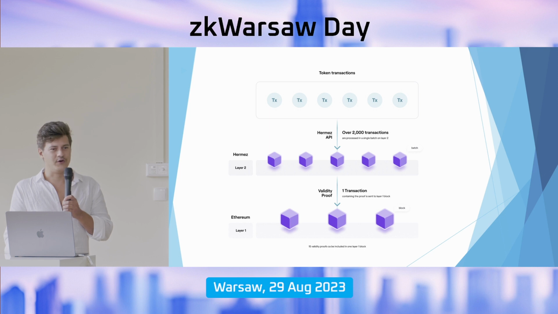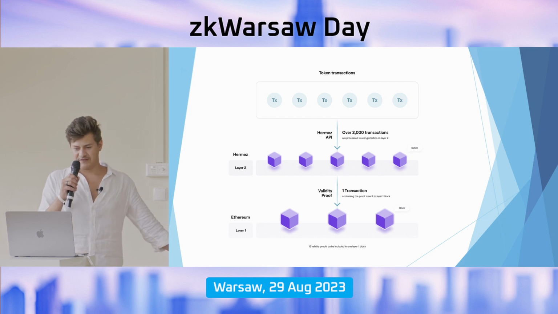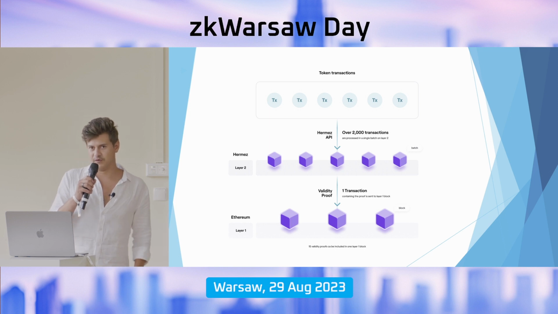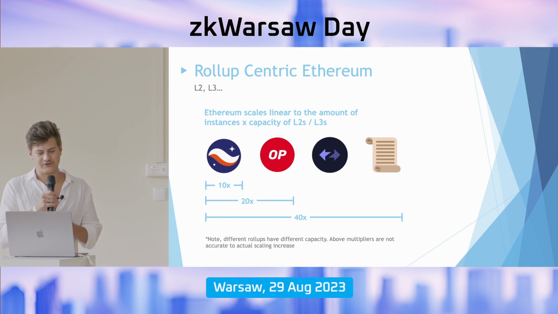I won't go into much on how L2s work, because if you're here, hopefully you know, but essentially the idea is a separate blockchain can run its own transactions off-chain and then submit the data and a proof onto Ethereum to prove that it's running correctly. And with rollup-centric Ethereum, these are kind of made-up numbers, because each rollup is a bit different and the choices they make are different.